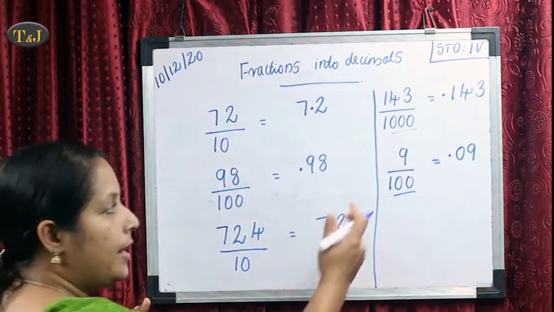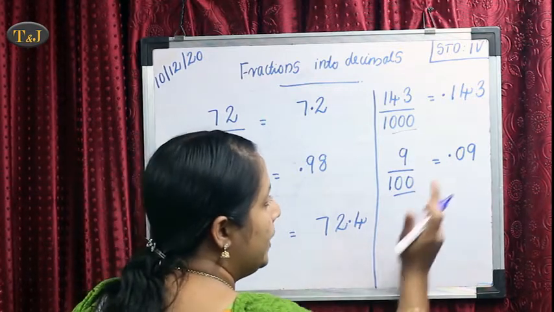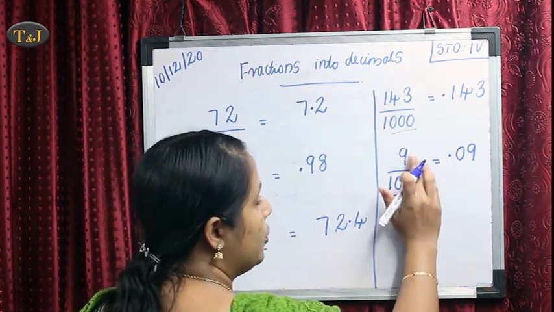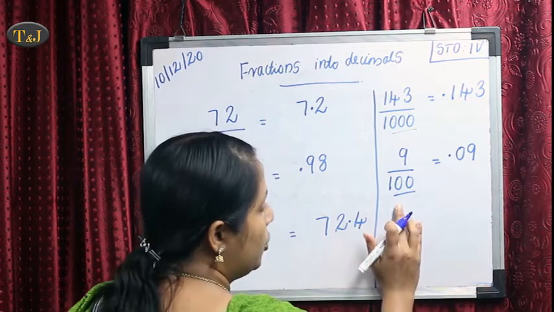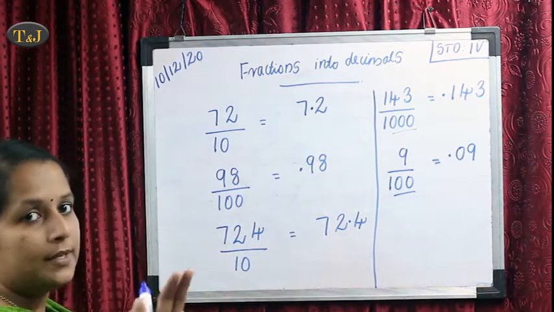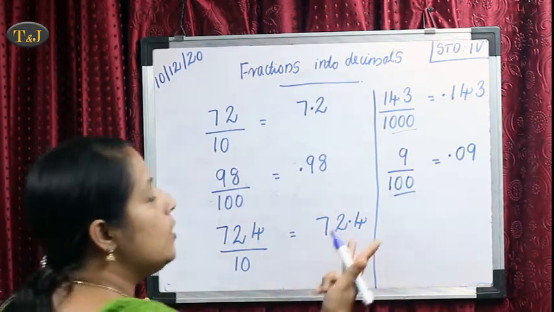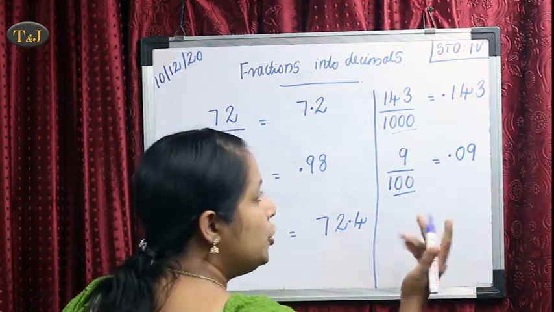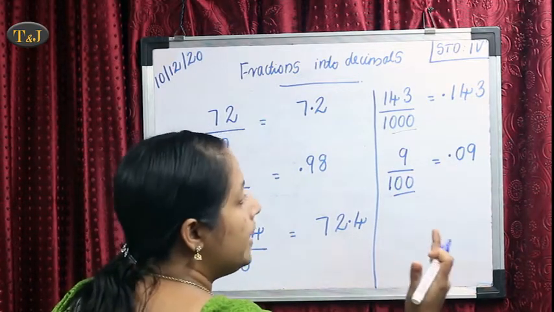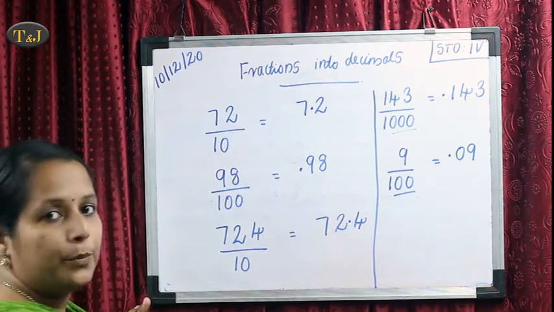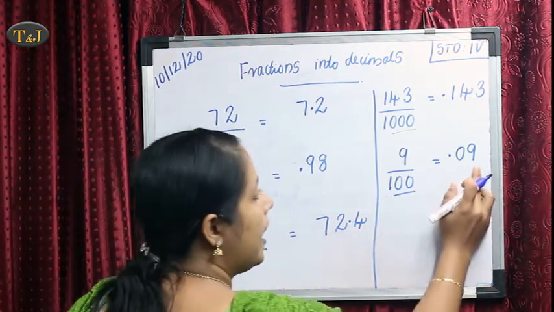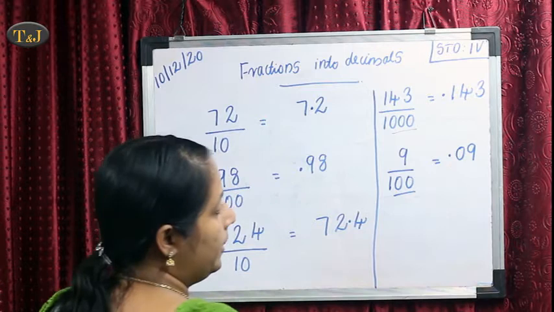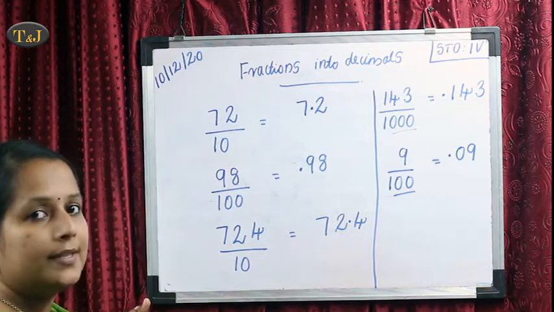9 by 100. First we write the numerator. Our numerator is 9, but our denominator contains 2 zeros. So in our answer we want 2 digits. So we write a 0 on the left side of this number, then the point. So we read this number as 0.09.